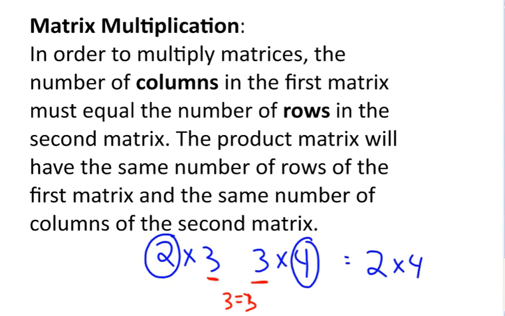Okay, so if we want to multiply these two matrices together, you first have to check to see if the two middle numbers are exactly the same. If they're exactly the same, then you can multiply those matrices together. And the resulting matrix will have the number of rows in the first matrix and the number of columns of the second matrix, a 2 by 4.